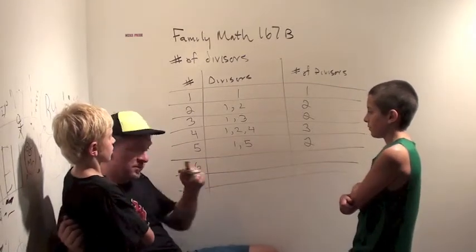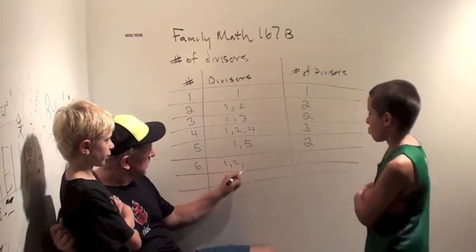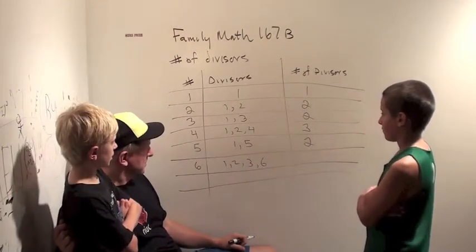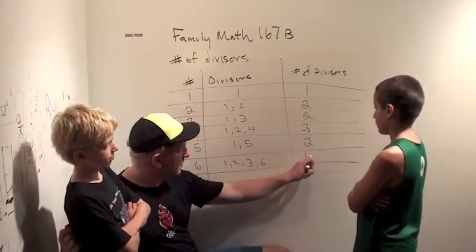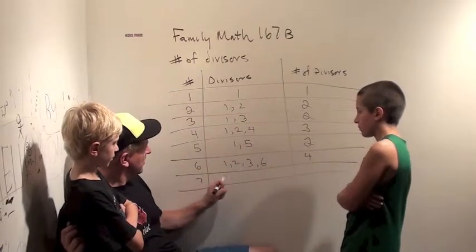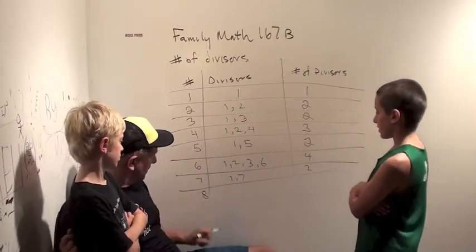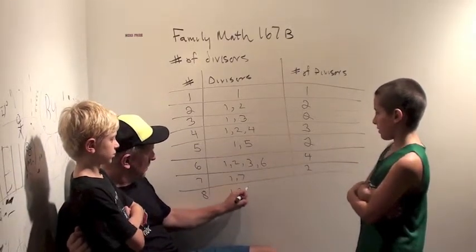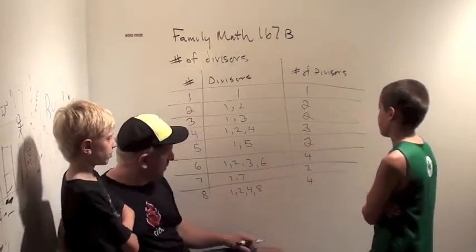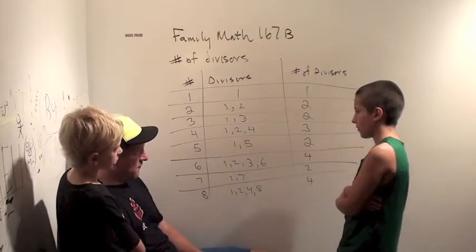Let's look at 6. Can you tell me the divisors of 6? 1, 2, 3, and 6. So that's how many? That's 4. Ooh, that's our highest one so far. 7 is going to be 1 and 7. Yep, that's 2. And let's look at 8. Well, it's going to be 1, 2, 4, and 8, which is 4. I don't see any real pattern here. 1, 2, 2, 3, 2, 4, 2, 4.